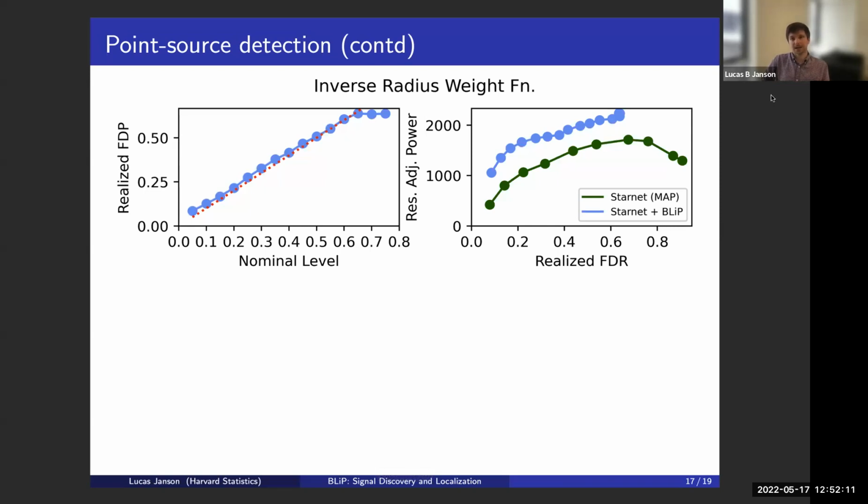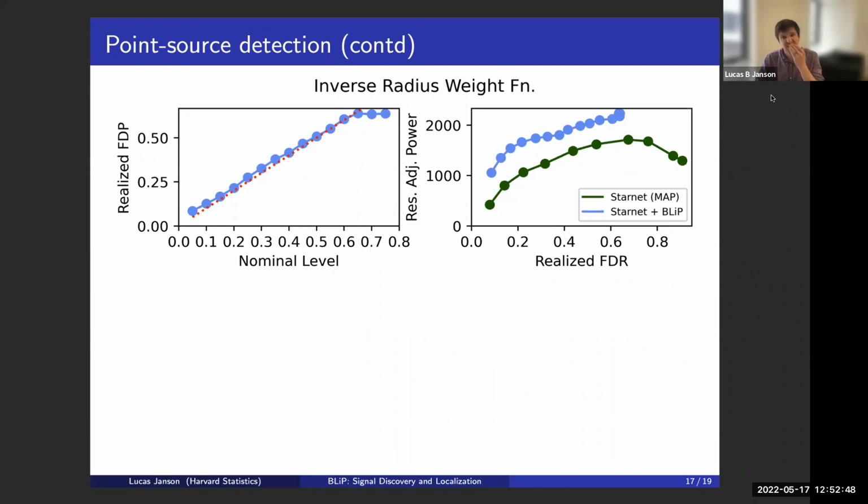So the first plot, and maybe the one I find most surprising, is the left-hand plot, which is just the realized false discovery proportion versus the nominal false discovery rate that we are trying to control at. And I think this is a remarkably good agreement for a real data set. It's not perfect. The blue line is a little above the perfect y equals x axis, which is the dashed red line. But it's clear that we're basically doing the right thing. BLiP is controlling false discoveries, if not perfectly, then extremely well, while also optimizing its objective function.